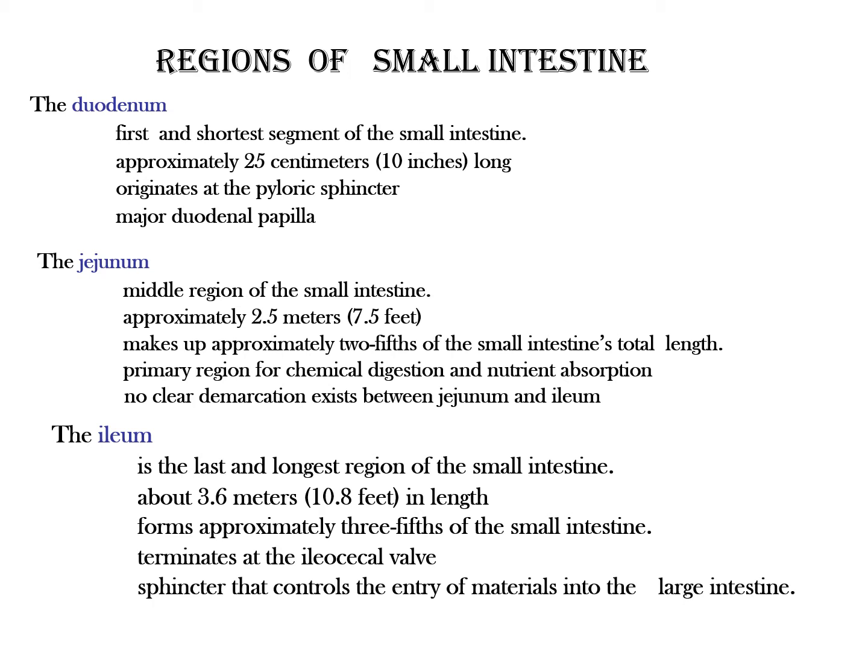The ileum, which is the last and the longest part of the small intestine, measures about 3.6 meters in length. It forms approximately 3/5 of the small intestine. It terminates at the ileocecal valve. It is provided with sphincters which control the entry of materials into the large intestine.